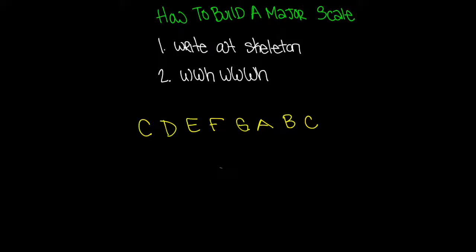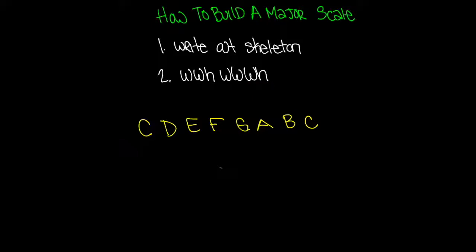So what we're going to do is understand how to build a major scale, and there are two components to do this. Number one, we have to write out our skeleton, and I went ahead and did that. Our skeleton is just the natural notes C, D, E, F, G, A, B, and C. No sharps, no flats, nothing fancy, simply the skeleton. The next thing we want to do is make sure that our scale conforms exactly to this pattern. And that means we have to have a whole step, half step, whole step, half step.